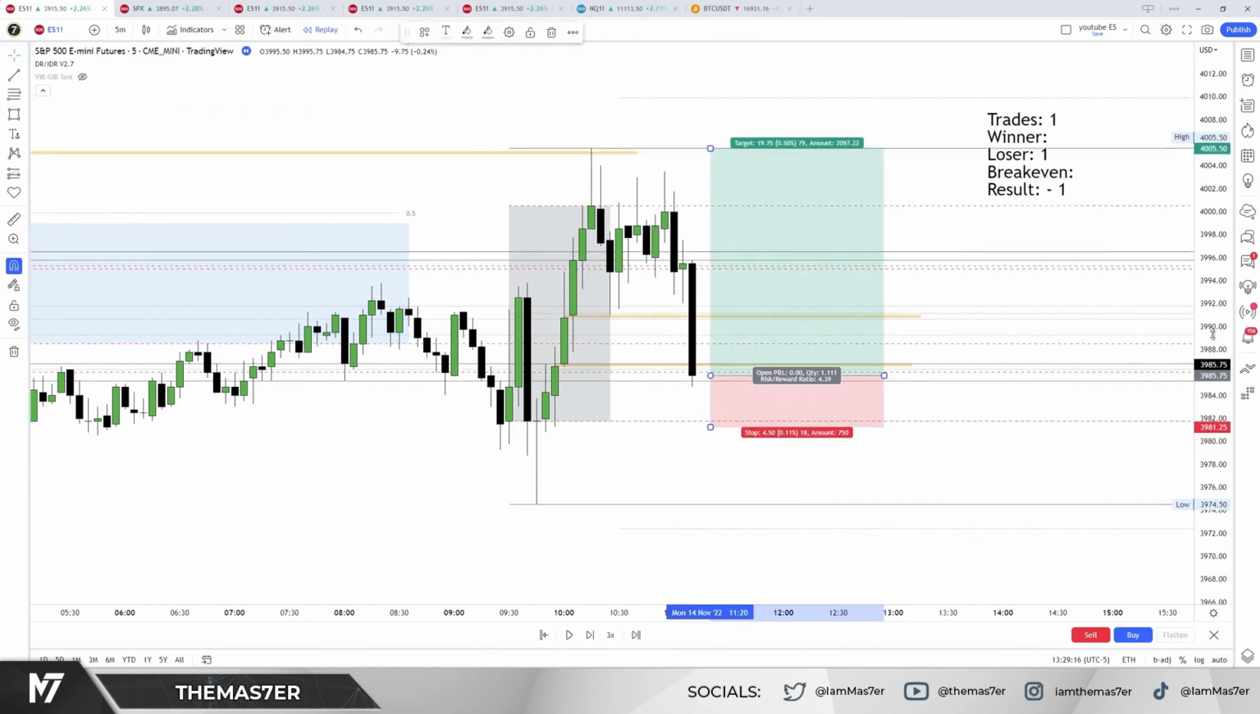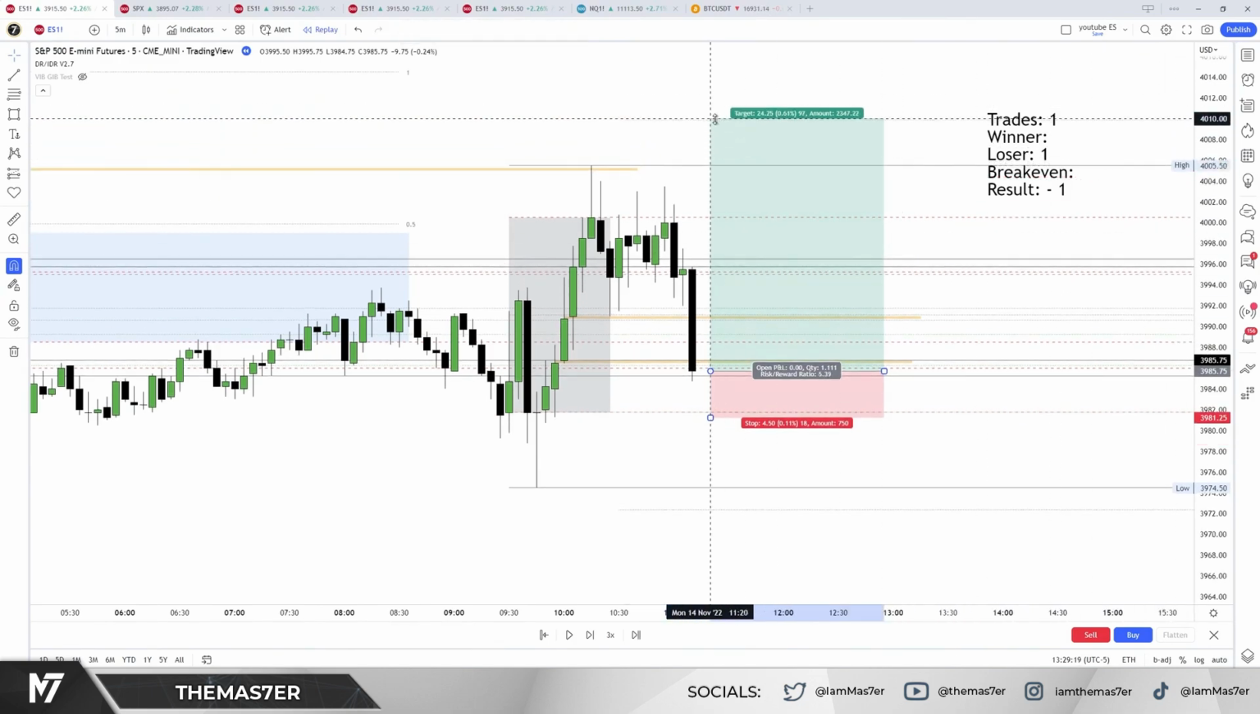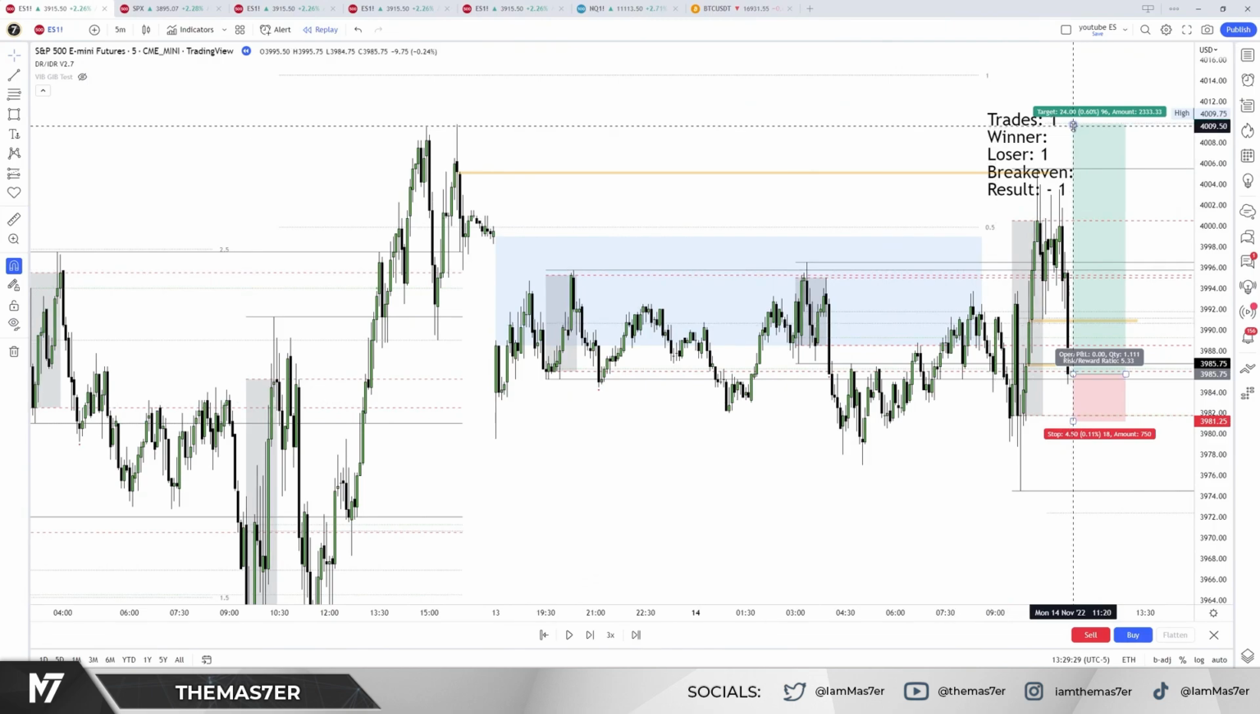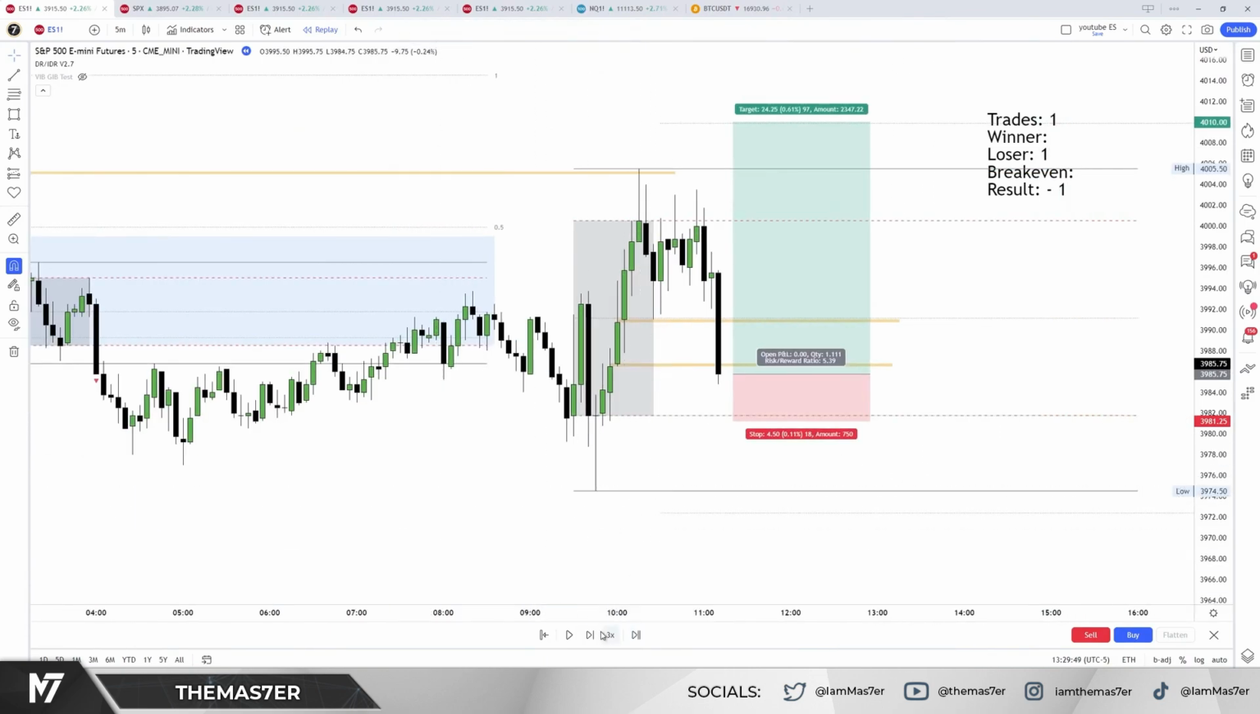Target will be 0.5 standard deviation, which is up here. Yeah, I think we can go above this high. One tick. Yeah, that's enough. Okay, let's go.